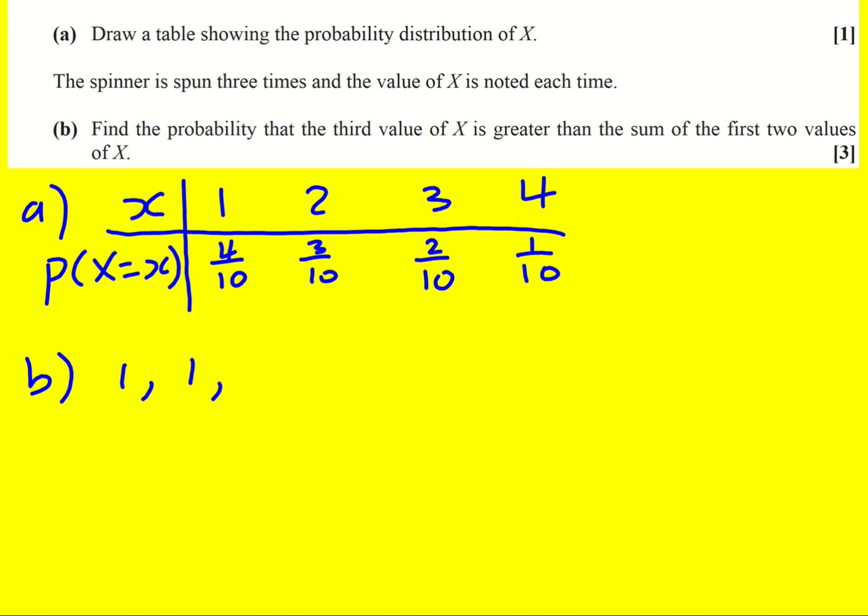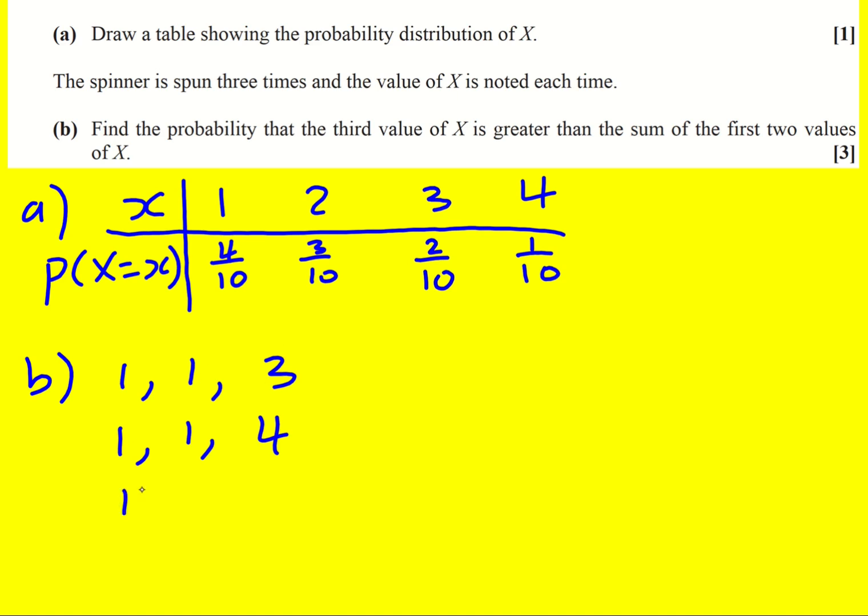So the smallest it could be for the first two values would be 1 and 1, which would give me a sum of 2. So I could have the third value greater than this if I make it 3 or if I make it 4. So I'm going to write both of those down. Okay, that's the only possibilities I can get with 1 and 1, and then the third value being bigger.